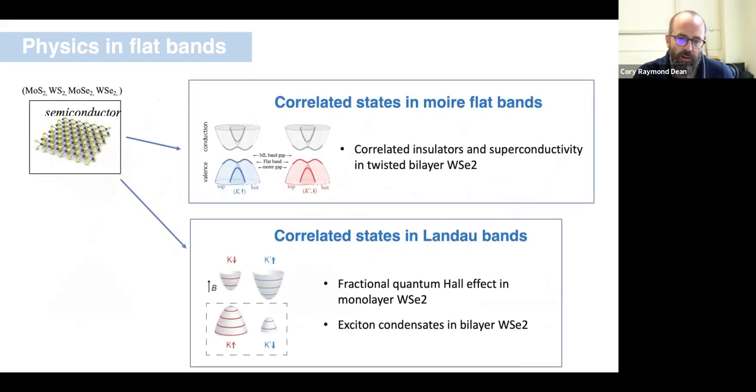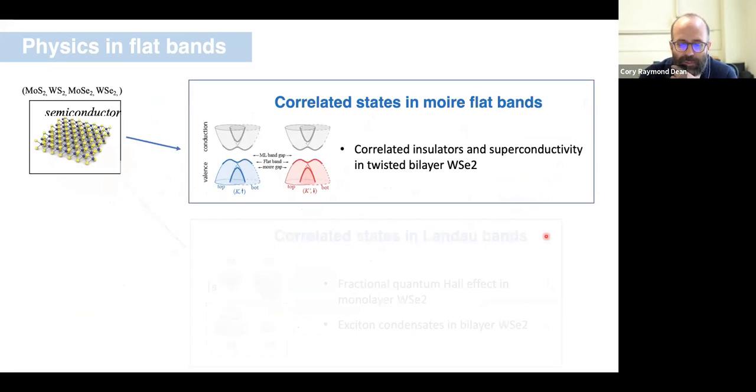Okay, so what I'll be talking about today is almost entirely the first version of a flat band system I described. So we're going to talk about correlated states and Moiré flat bands. These are flat bands that arise as a consequence of realizing some kind of Moiré pattern in the system, and we're going to be looking at twisted bilayer heterostructures mainly.